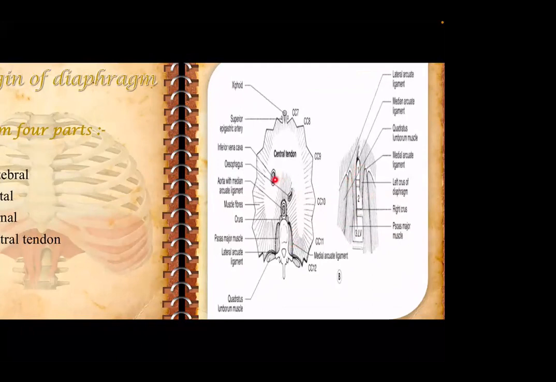And in the axial view: central tendon, inferior vena cava, and esophagus, aorta, crura, psoas muscle, and medial arcuate ligament, and lateral arcuate ligament, and quadratus lumborum.